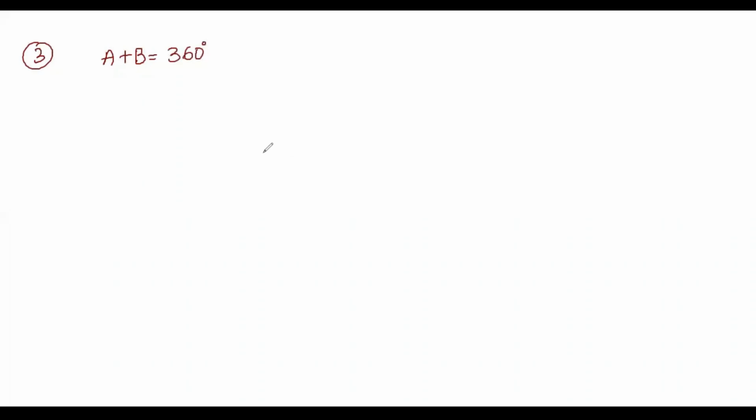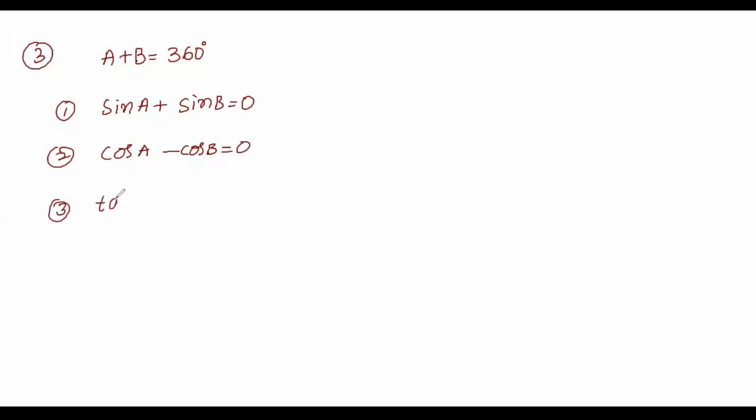Now I told you, if a plus b is equal to 180 degrees... Similarly, if a plus b is equal to 360 degrees, then prove these. Number 1, sin a plus sin b is equal to 0. Second, cos a minus cos b is equal to 0. Third one is tan a plus tan b is equal to 0 if a plus b is equal to 360.